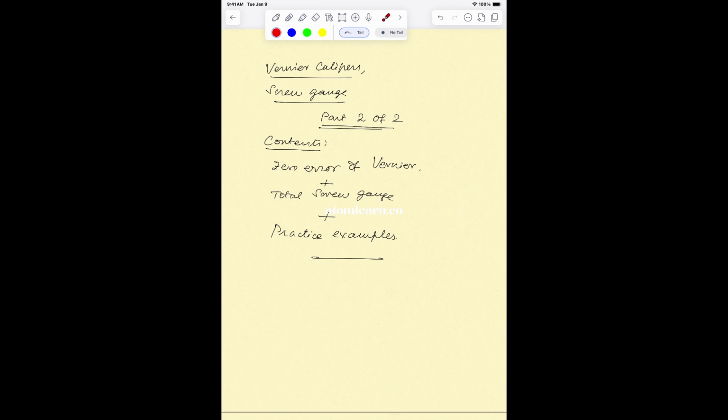We are starting with the discussion of zero error on the Vernier calipers, and then we'll follow with the full-fledged discussion on screw gauge. What is the screw gauge? How to find the least count, and then how to take a reading, and also zero error in the case of a screw gauge. And then we will do some practice examples. Okay, now let us start.